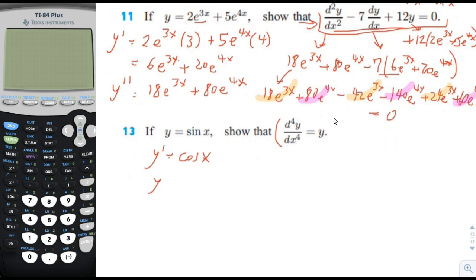So there you go. And so, yeah, the fourth derivative is equal to the original function. That is true. Yes. Okay. And that's it.